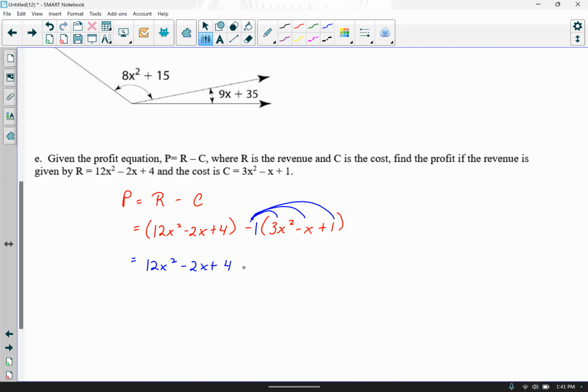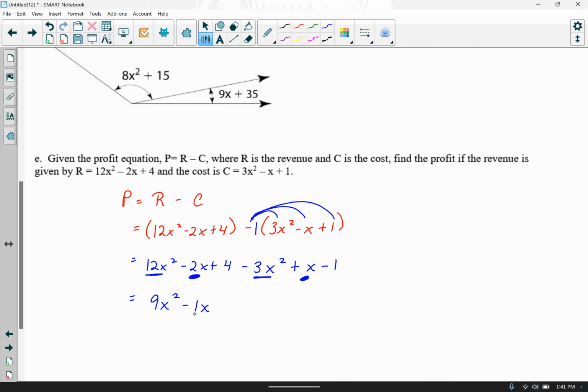-1 times 3x squared, -3x squared. -1 times -1x, negative times negative gives me a positive x. -1 times +1, a -1. Last step, let's combine like terms. So 12 minus 3, 9x squared. -2x plus 1x gives you a -1x.